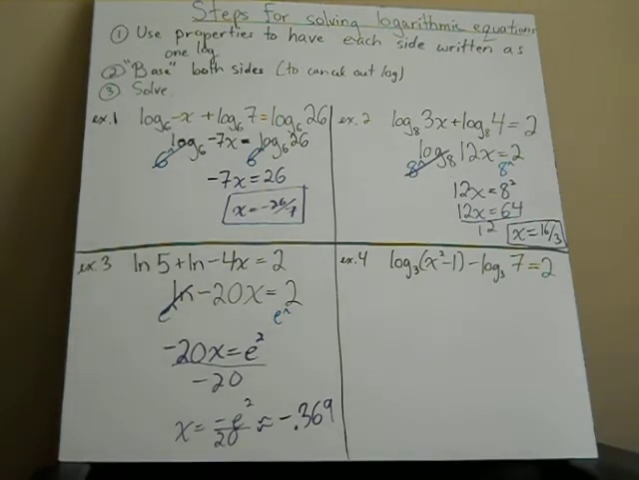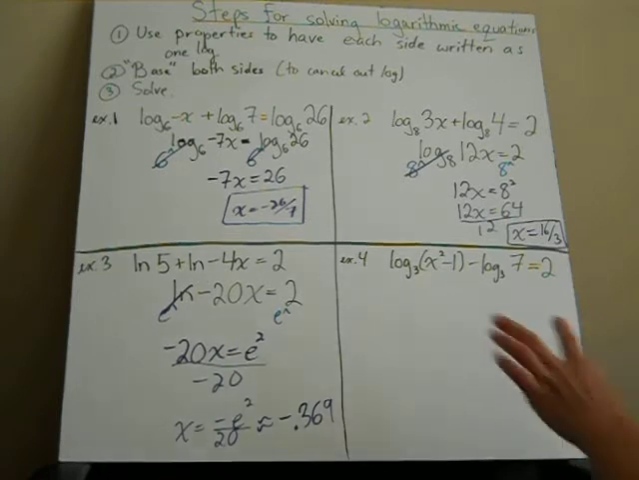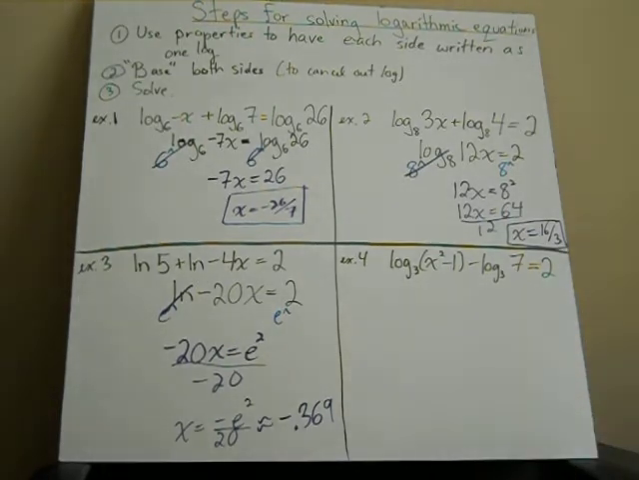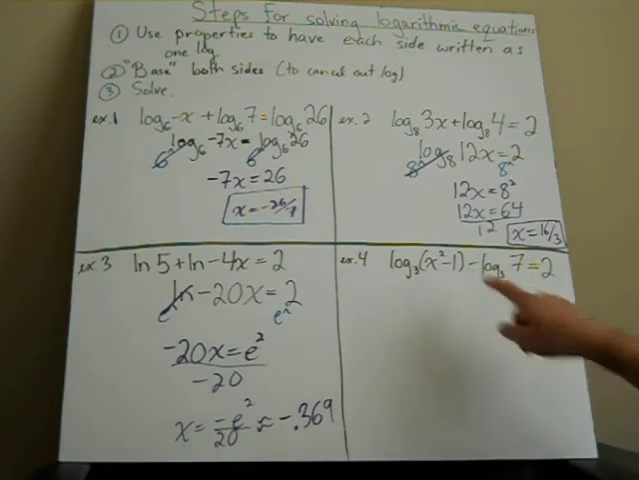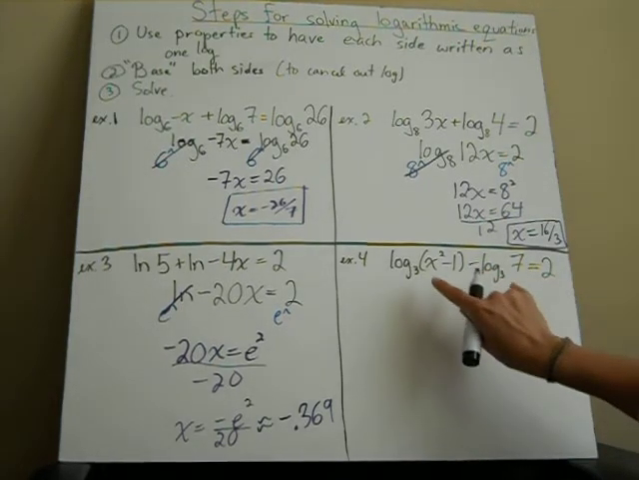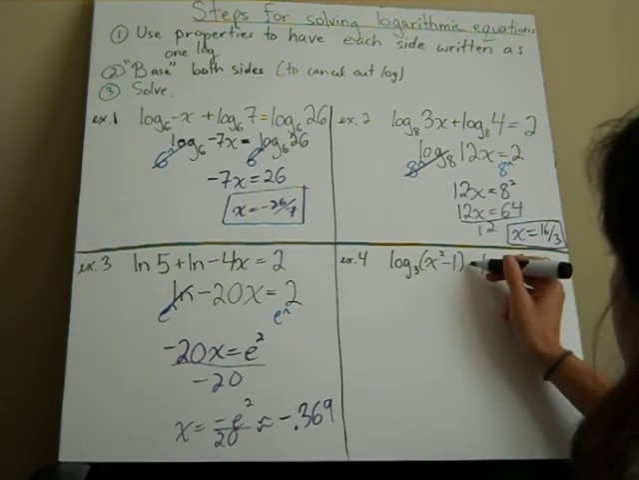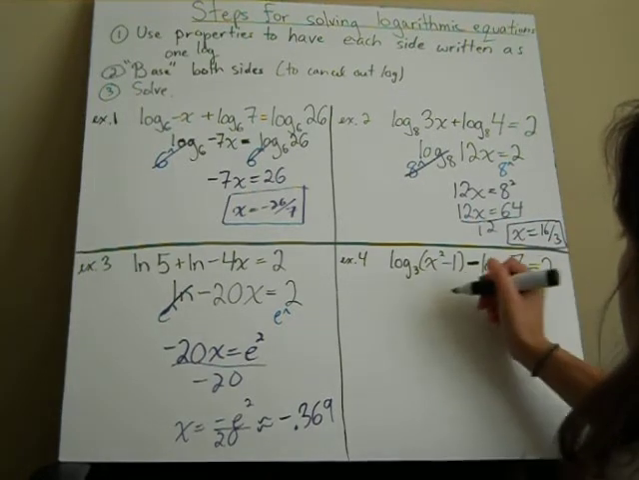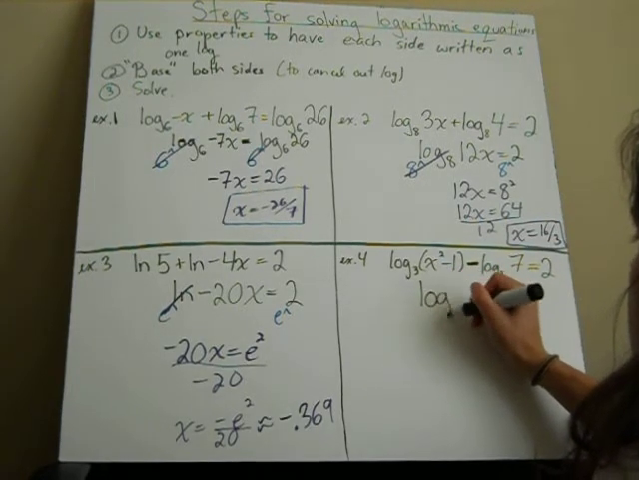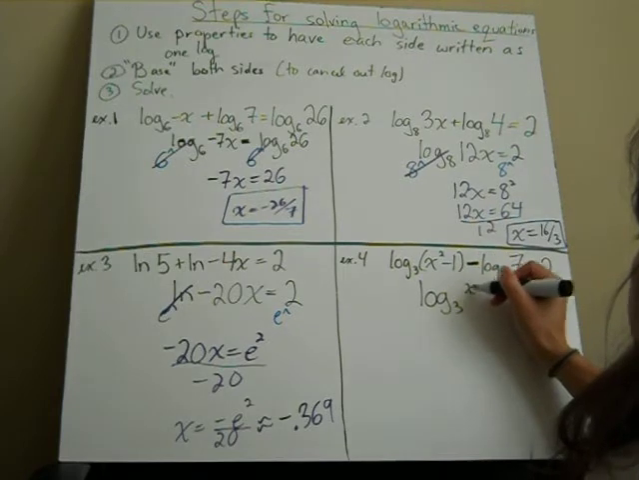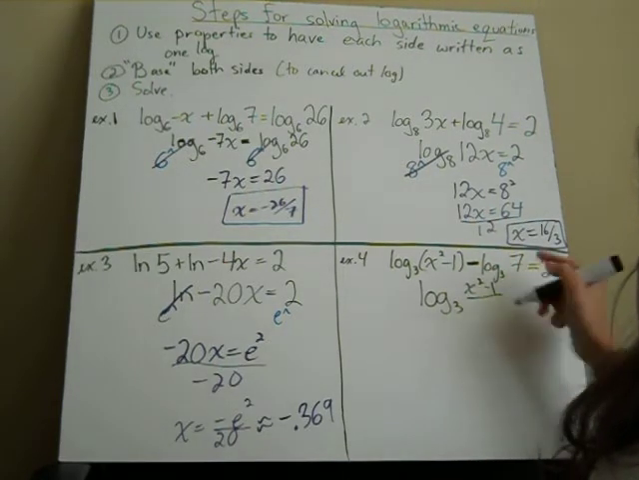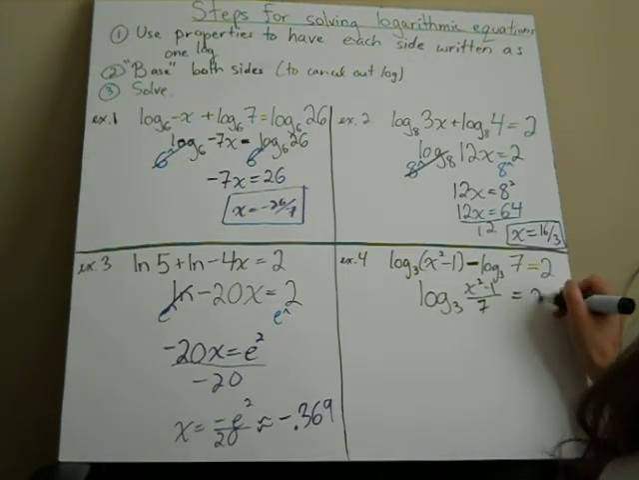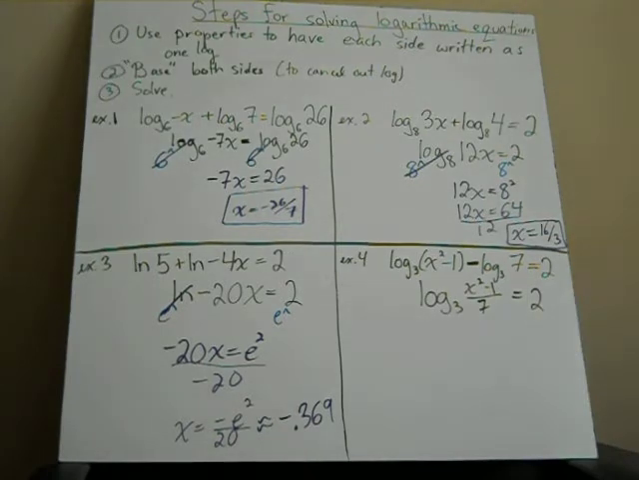Alright, last one. Again, your first step is going to be to condense your logs into 1 log. Now this is the first one we've had subtraction here, but remember subtraction is quotient. So that means you can rewrite this as 1 log, but instead of multiplying, you're going to be dividing. So this becomes log base 3 of (x squared minus 1) over 7 is equal to 2.